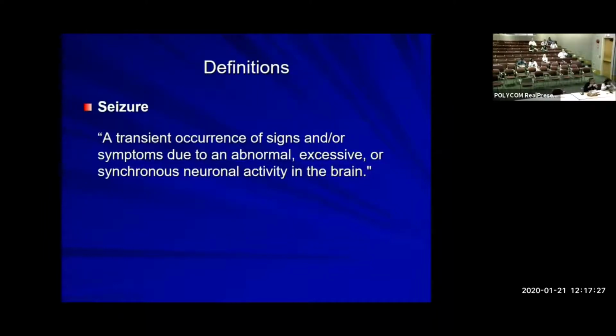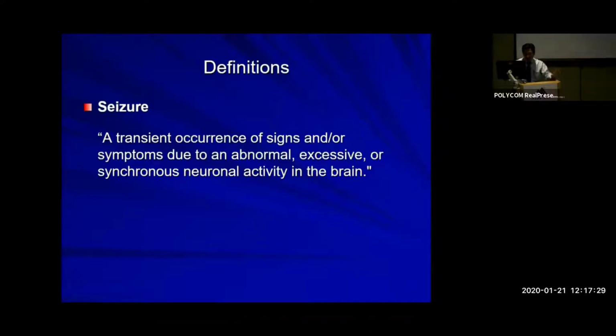There are lots of different definitions, but I like this one. A seizure is a transient occurrence of signs and/or symptoms due to abnormal, excessive, or synchronous neuronal activity in the brain. So basically, it's an abnormal electrical discharge in the brain. Depending on where in the brain that discharge occurs, or how much of the brain is involved, you're going to get different kinds of seizures.